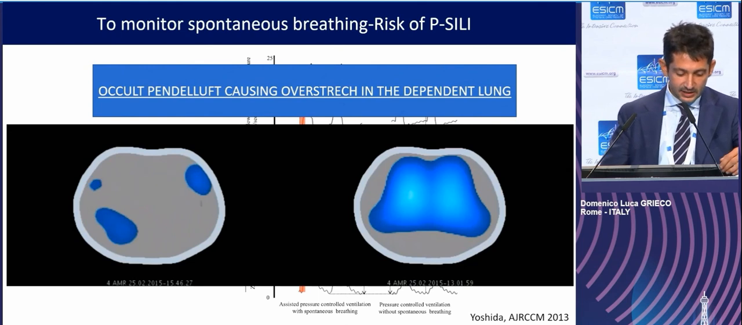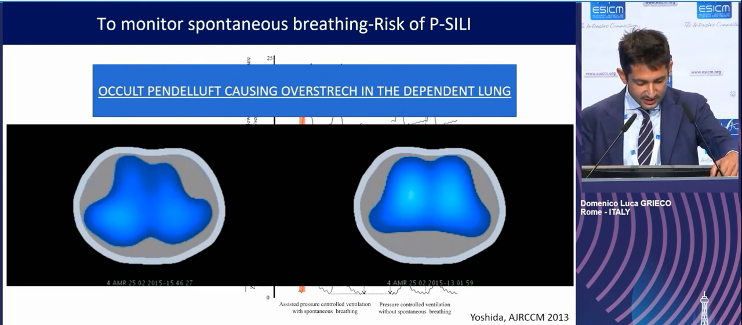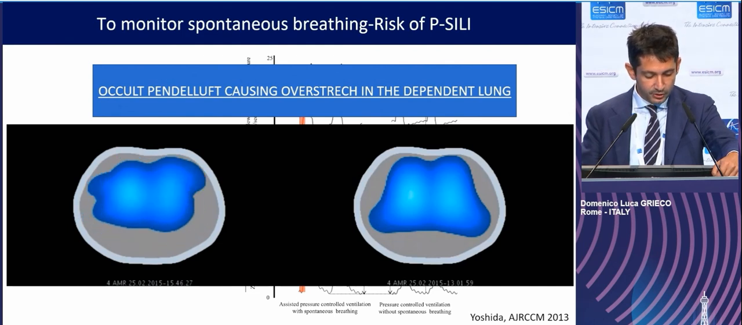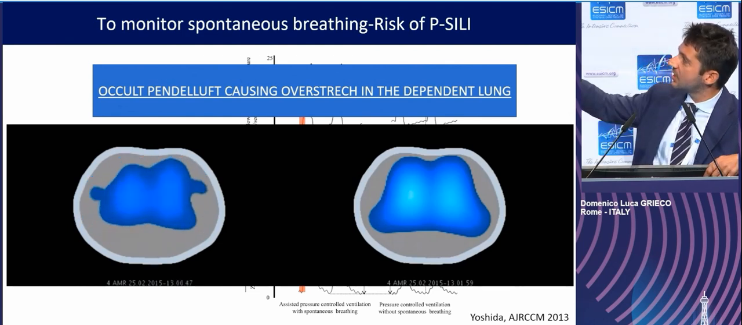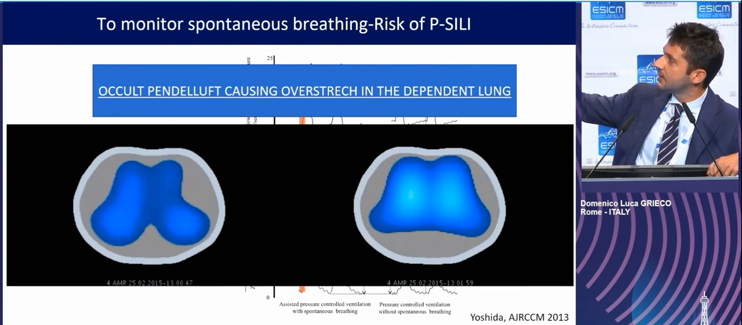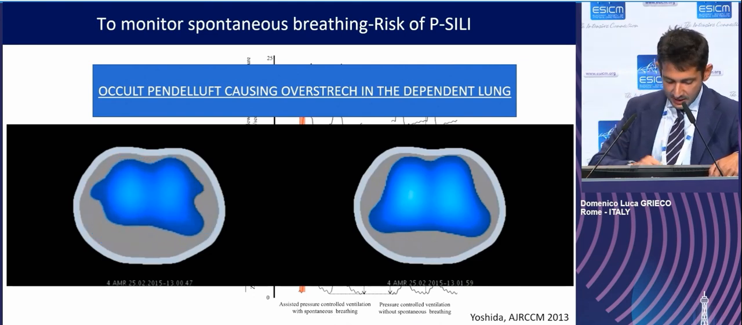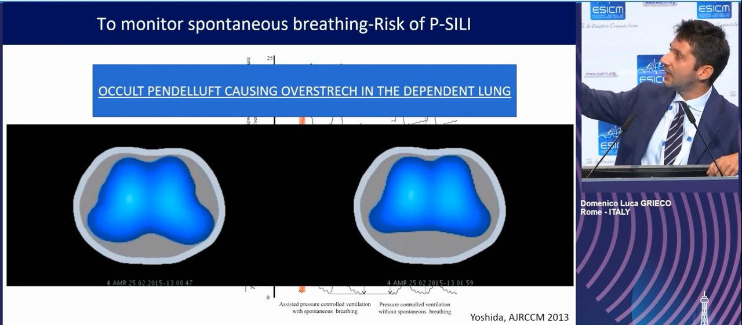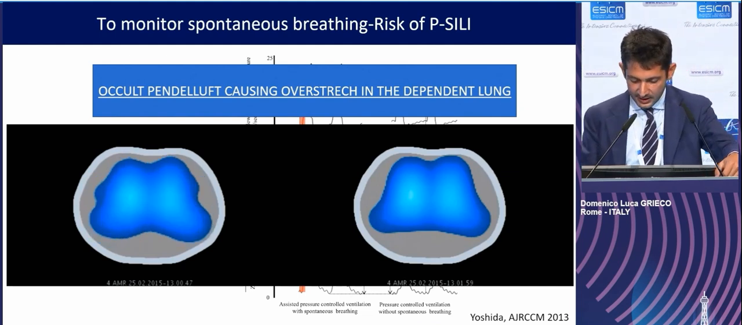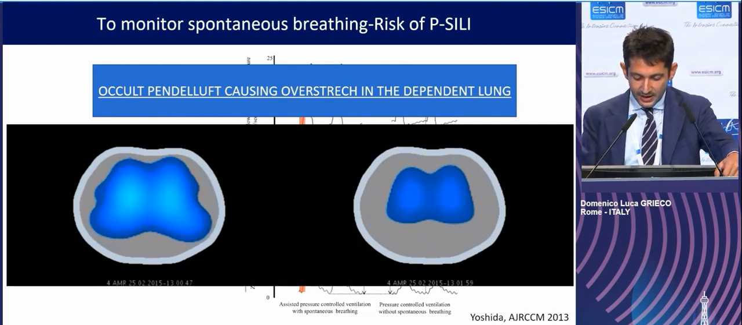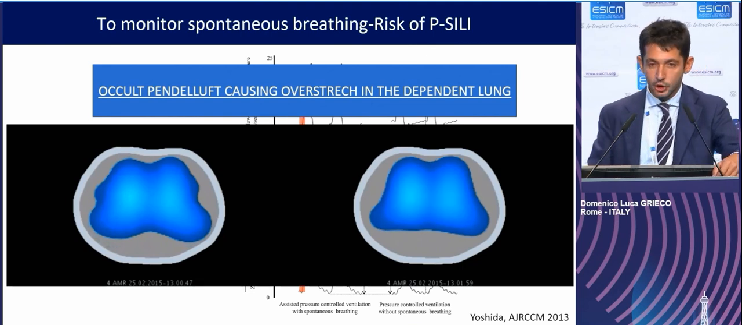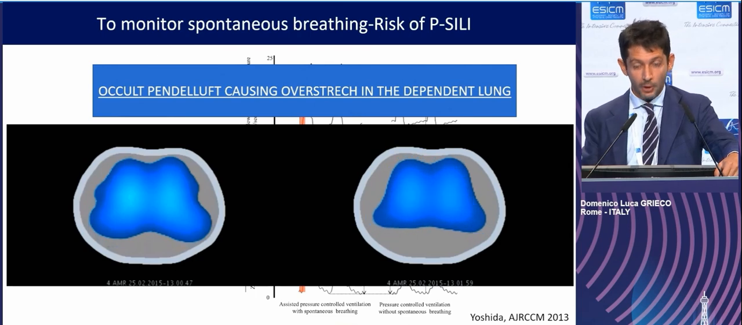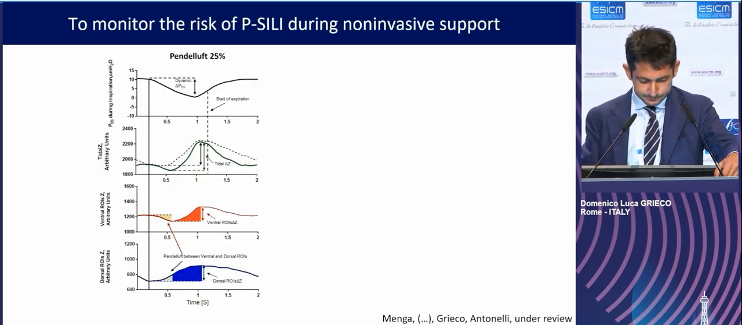And this is the classical image that tells you about this phenomenon in patients with spontaneous breathing. You see here that the inflation at the beginning was completely inhomogeneous, first in the dorsal part of the lung and after in the ventral part of the lung, while this becomes completely uniform once pressure control is established, abolishing spontaneous breathing.